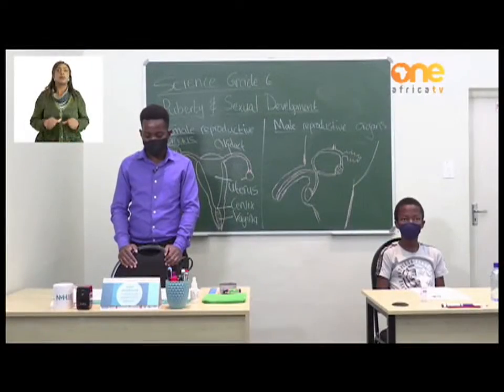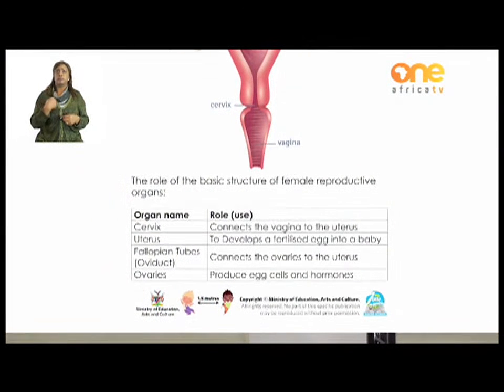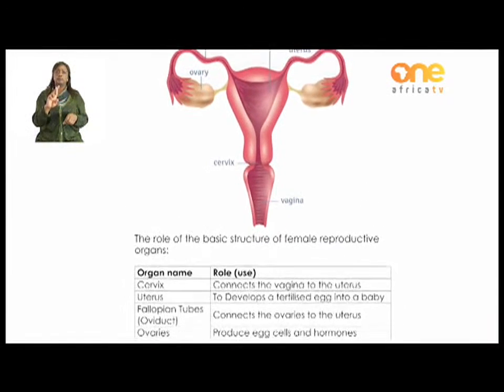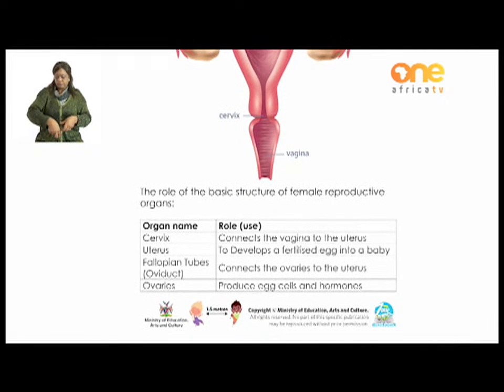Let us now look at the role of the basic structures of the female reproductive organs. Right at the bottom of page 19, you have a table that shows us the organ name as well as its role or use. The cervix is responsible for connecting the vagina to the uterus. And the uterus develops a fertilized egg into a baby, while the fallopian tubes or oviduct connects the ovaries to the uterus. And the ovaries produce egg cells and hormones.